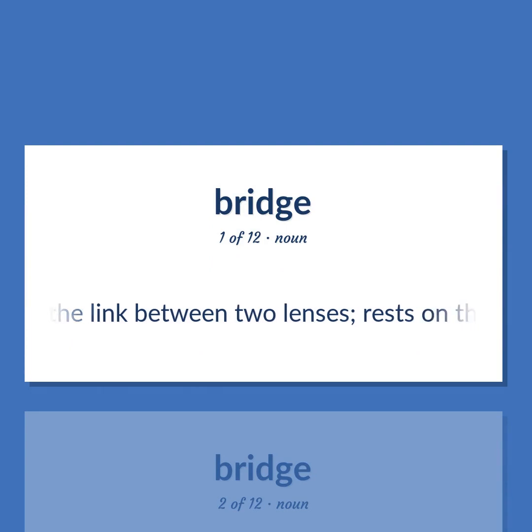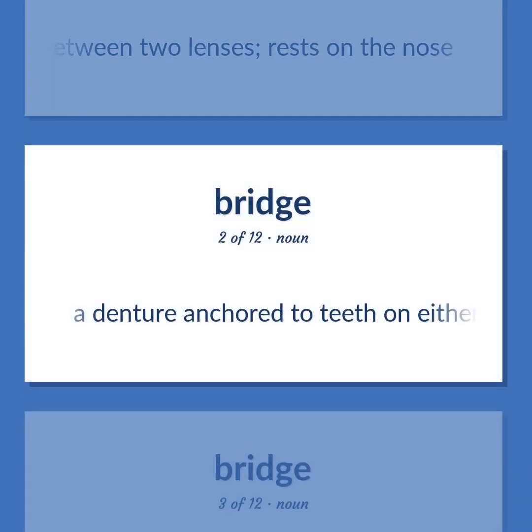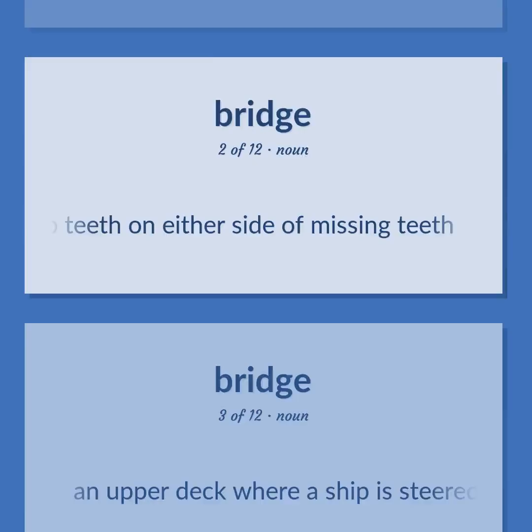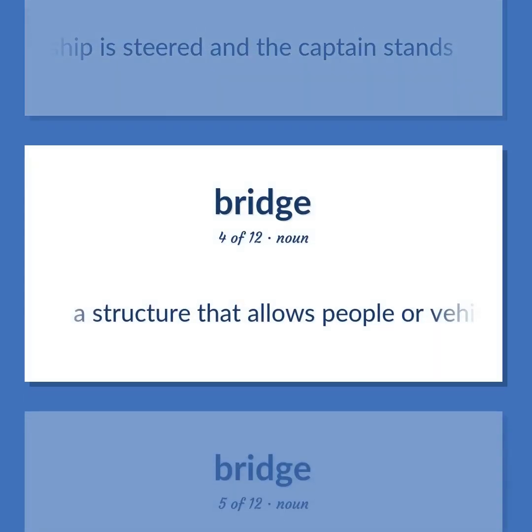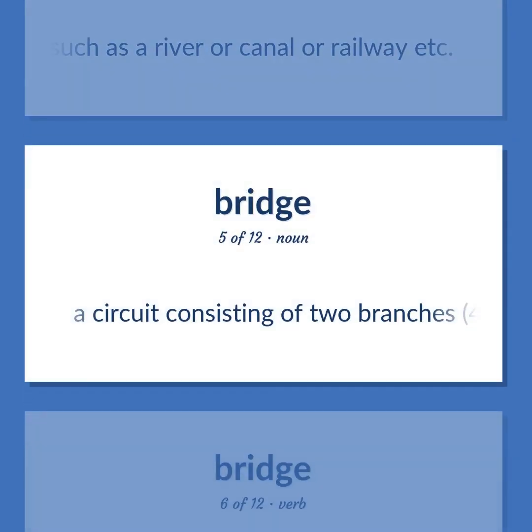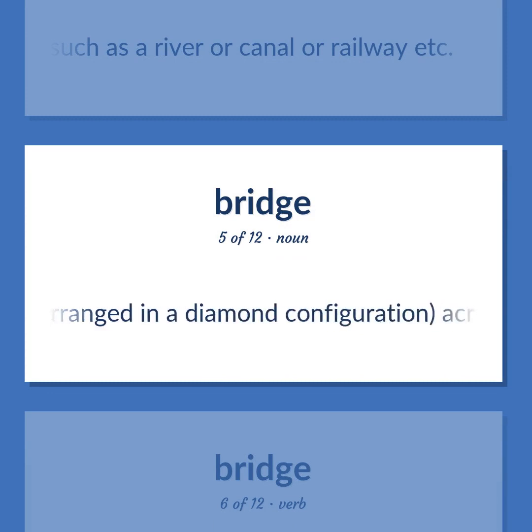The link between two lenses rests on the nose. A denture anchored to teeth on either side of missing teeth. An upper deck where a ship is steered and the captain stands. A structure that allows people or vehicles to cross an obstacle such as a river or canal or railway, etc. A circuit consisting of two branches, four arms arranged in a diamond configuration, across which a meter is connected.